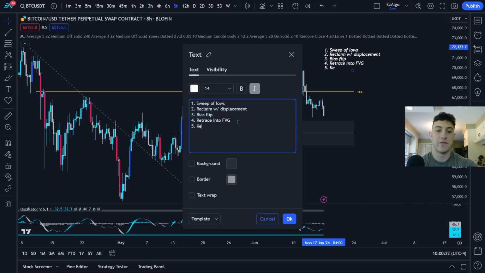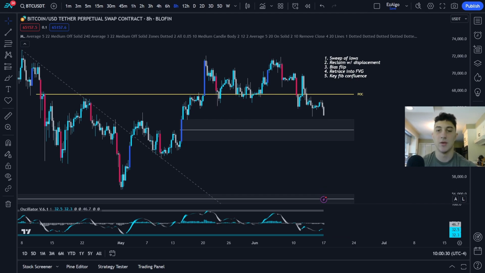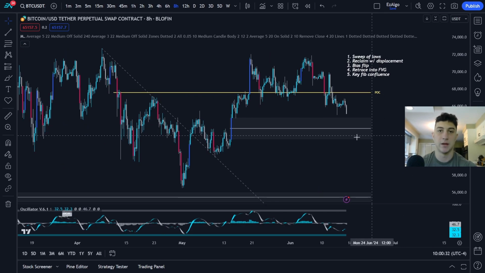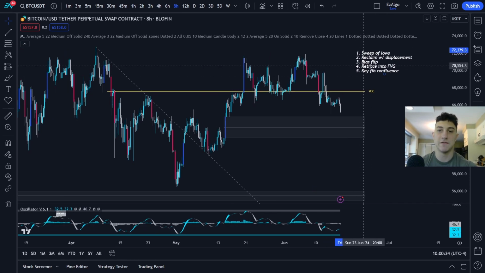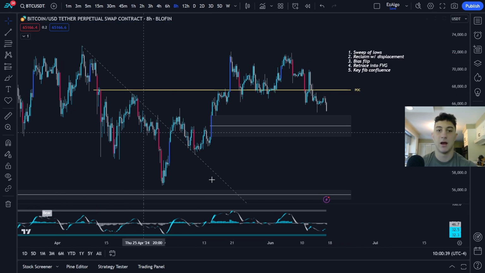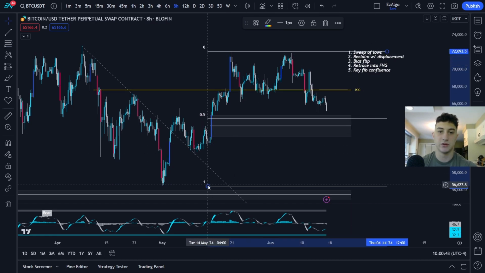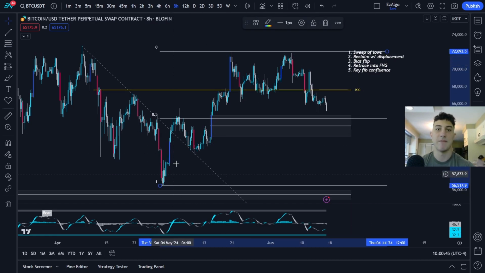And number 5, if we have any key fib confluence, that helps. This is not a must, but if you have a key fib level, such as a golden pocket, potentially the 0.5 fib level of a range, so any sort of key fib level in confluence with that fair value gap, that is great as well. So if we draw our fib, you can see here actually perfectly, I have my range fib. The range is the 0, the 0.5, and the 1. I can see that the 0.5 fib is overlapping this fair value gap.